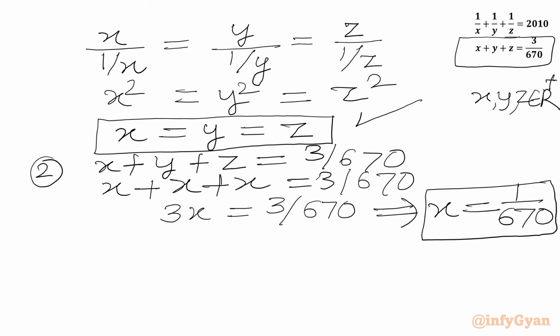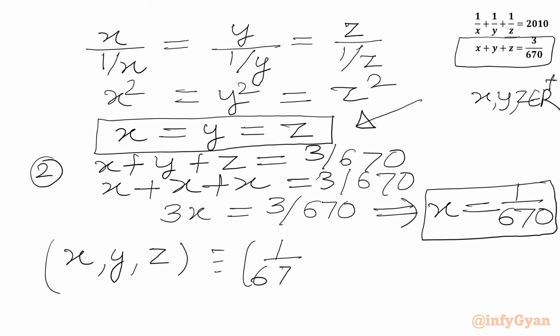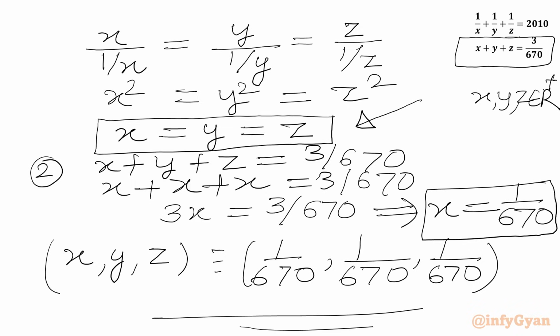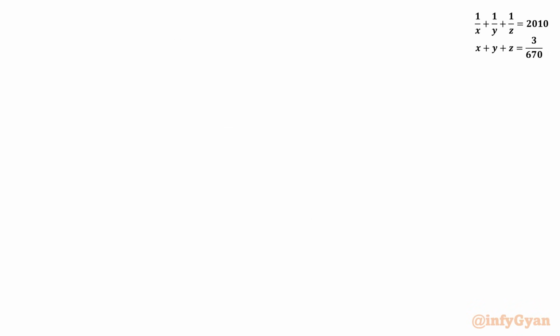Now x is equal to y is equal to z. We will write our ordered triplet x, y, z: 1 over 670, 1 over 670, 1 over 670. This was using Cauchy-Schwarz inequality. Now we will take up method number 2.